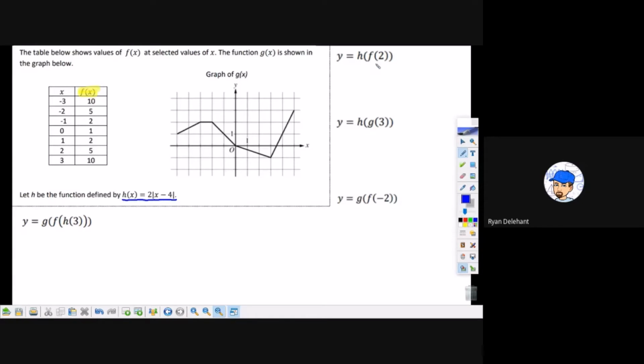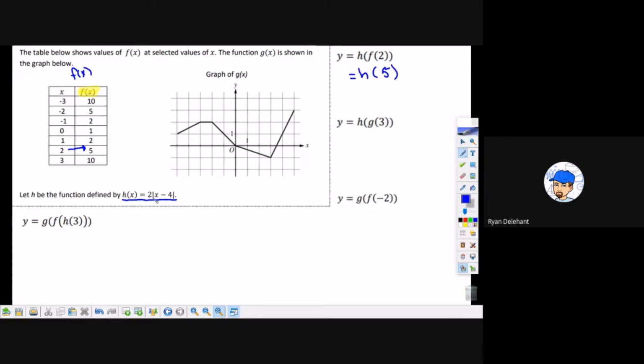So to solve this one, we need to find f at x equals 2. So I've represented f of x with a table. So we need to find the x value of 2. So the x value of 2 corresponds to the 5. So this is really asking me h of 5.